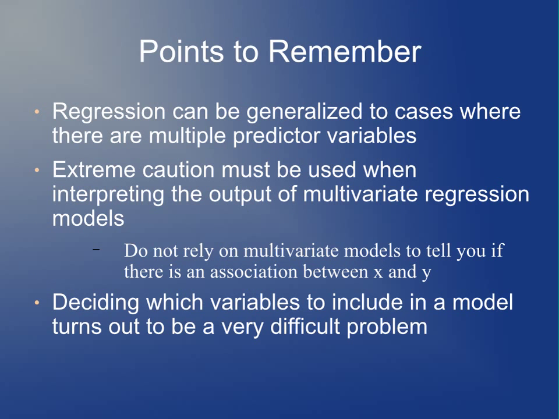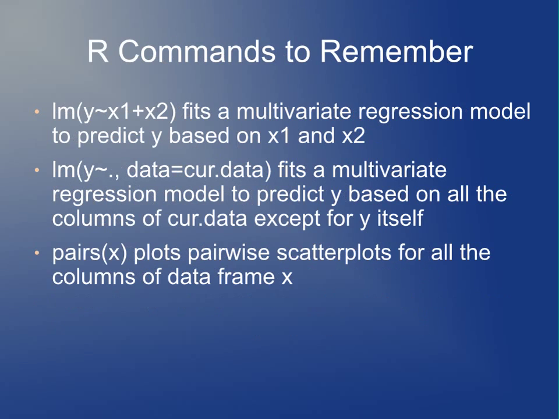So the things to remember for today's lecture is you can generalize regression to cases where there are multiple predictor variables, and you need to use caution when interpreting the output of multivariable models. In particular, you don't want to rely on multivariable models to tell you if there's an association between an individual X and Y. You should use univariate models for that. Deciding which variables to include in such a model turns out to be a hard problem.